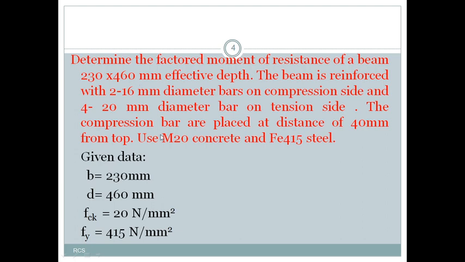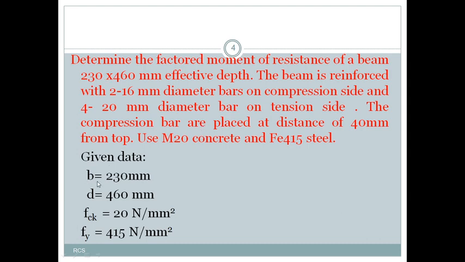How do we know it is a doubly reinforced beam without the word being mentioned? You can know from the reinforcement provided. Here the reinforcement is provided on the compression side as well as the tension side. When reinforcement is provided in both zones of a beam, it is a doubly reinforced beam. If it is provided only in the tension zone, it is a singly reinforced beam. For this doubly reinforced beam, we have to calculate the factored moment of resistance. So according to this problem, now we have to write the given data.